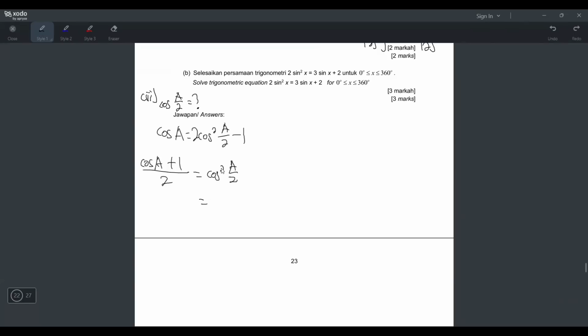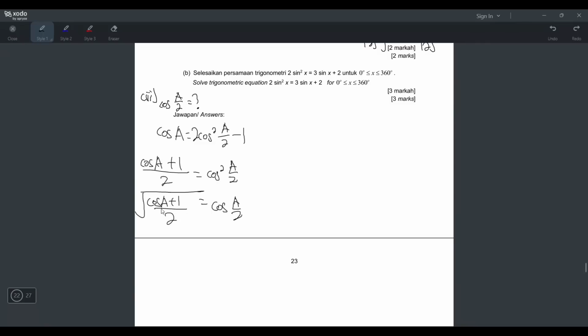So what do you do with the square? Move it over there and it becomes a square root. So it becomes the square root of cos A plus 1 over 2. And then here you're just left with cos A over 2 because the square you moved there already. So now tell me how to find cos A over 2? You just put in cos A plus 1 over 2 and then square root the whole thing, right?